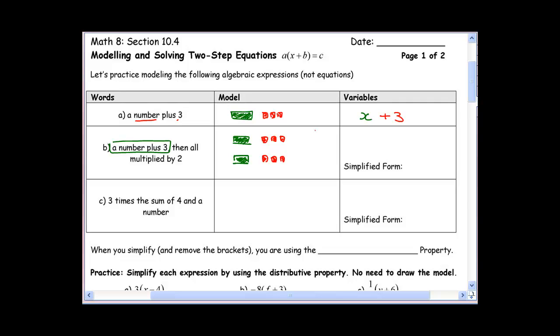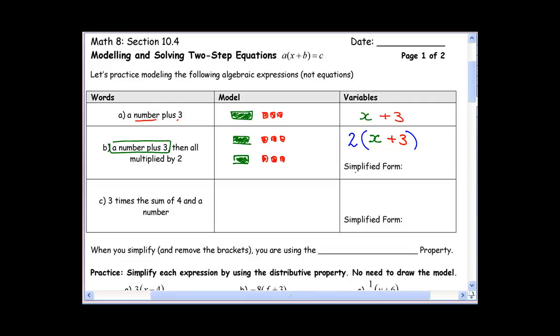Now, how do we show this with variables? Well, from before, here's our x plus 3, a number plus 3, and then all multiplied by 2. So I'm going to put a bracket around everything here, and all of it is multiplied by 2. So to show that, I'm going to put a 2 in front, and when there's no symbol between the 2 and the bracket, it's implied that it's always going to be multiplication. So 2 bracket x plus 3 close bracket is represented by a number plus 3, then all multiplied by 2.